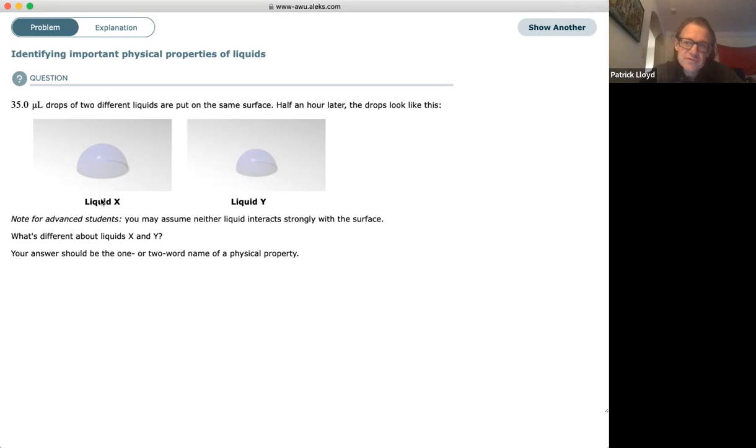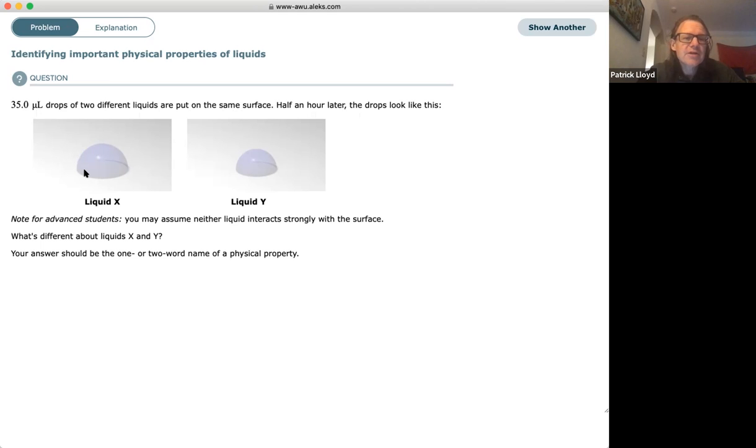So density, surface tension, vapor pressure, viscosity, those are all examples of what we call physical properties. They're not a chemical phenomenon. We're not talking about atoms and molecules changing or transforming. We're just looking at the physical properties of substances. So this first one here, if you read it carefully, 35.0 microliter drops of different liquids, that's a pretty small volume, are put on the same surface. Half an hour later, the drops look like this, okay?